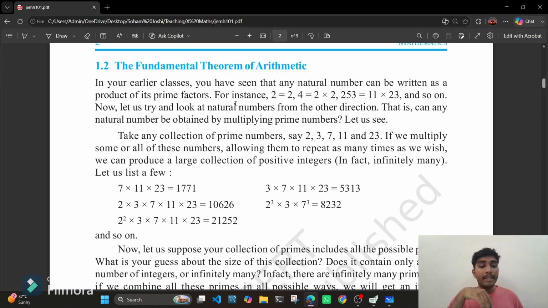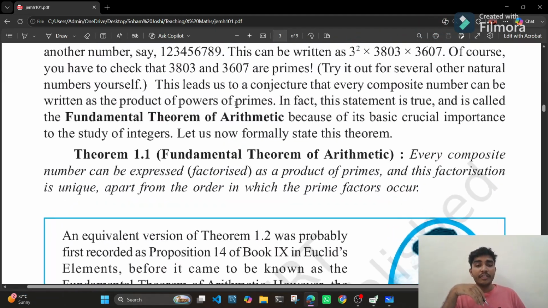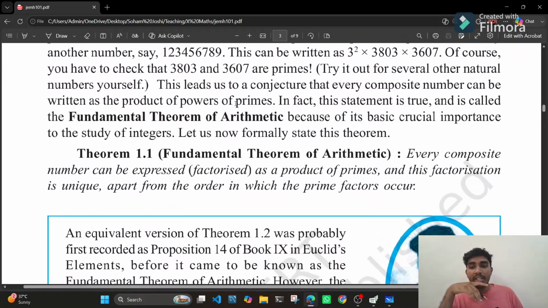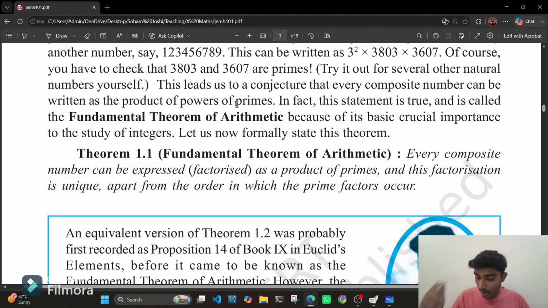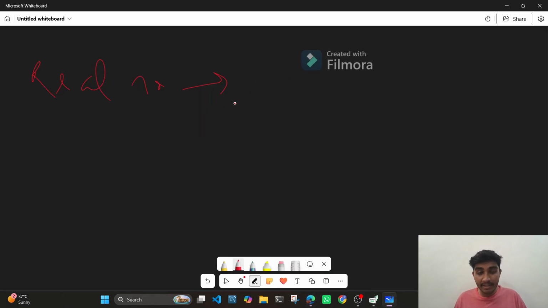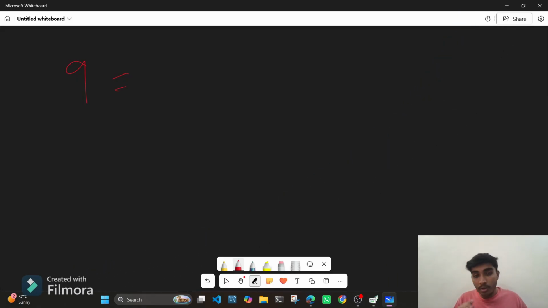I'll just read the statement for you. The fundamental theorem of arithmetic states that every composite number can be expressed as a product of primes, and this factorization is unique apart from the order in which the prime factors occur. So basically, let's say I have a number, I'll say 9. I can represent 9 in terms of its prime factors.